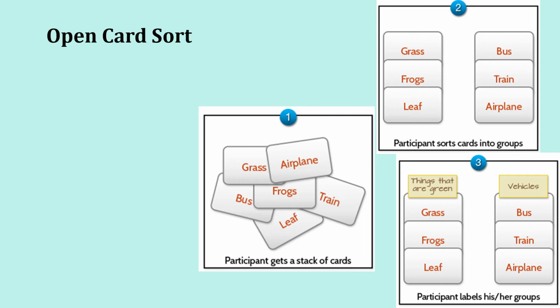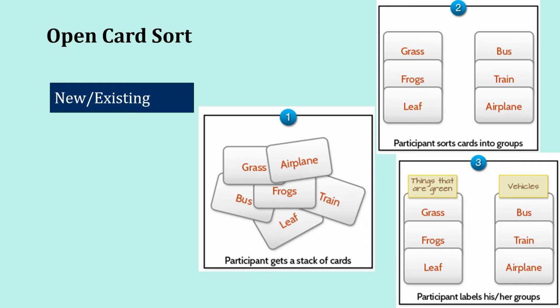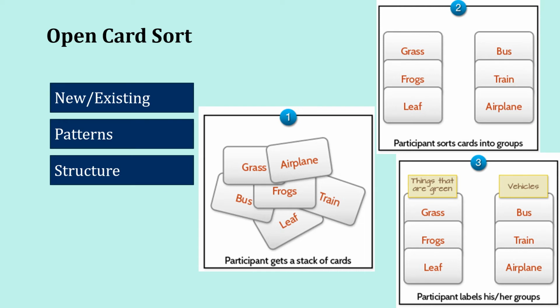Participants sort the cards into groups and then name the groups themselves, creating a new information architecture or improving existing ones. Finding patterns in how users expect to find content. Generating ideas for how to structure and label your website or app information. Closed card sorting.